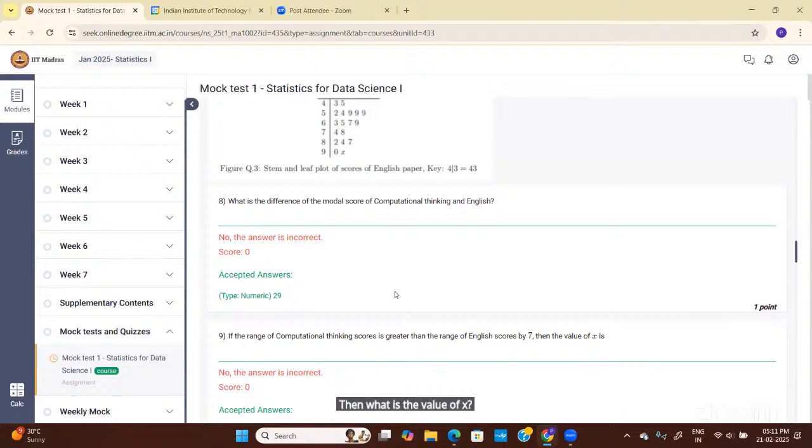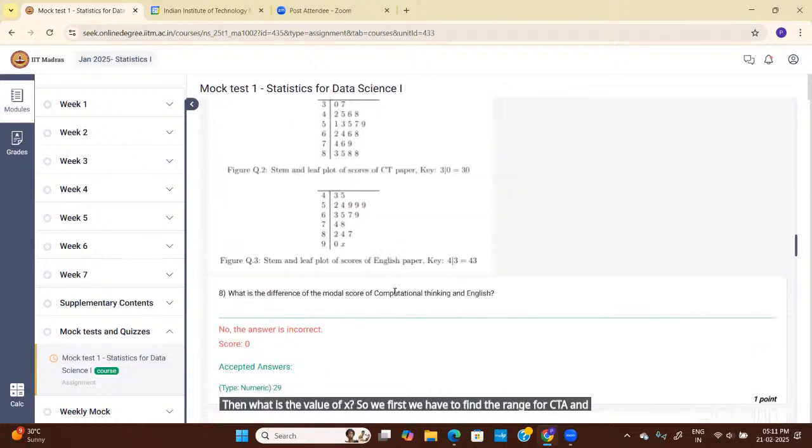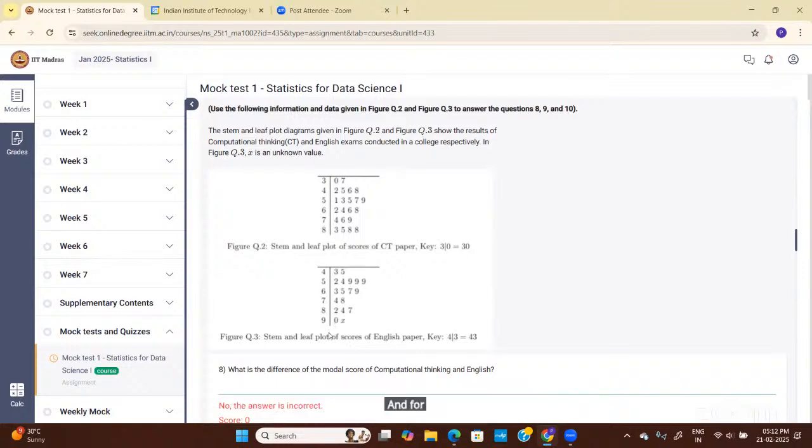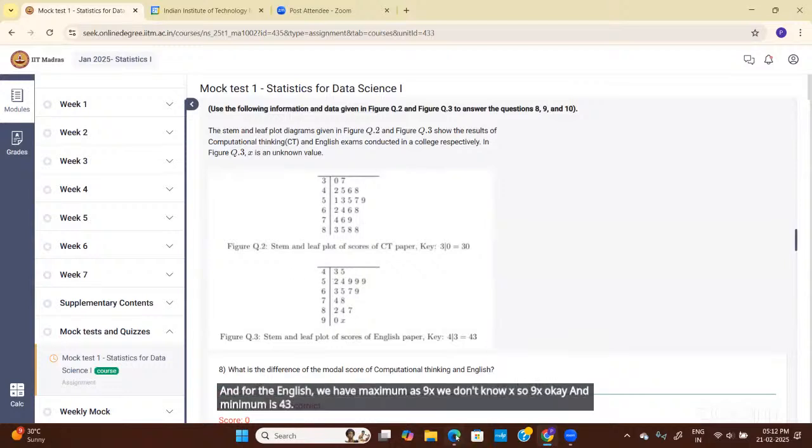So we have to find the range for CT and English. In the first, for CT we have the maximum value as 88 and the minimum as 30, right? And for English we have the maximum as 9x. We don't know x, so 9x, and the minimum is 43. So the range for CT is 88 minus 30, so 58.